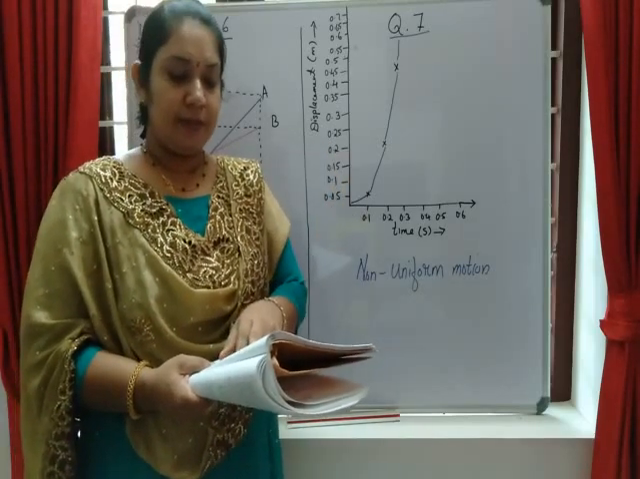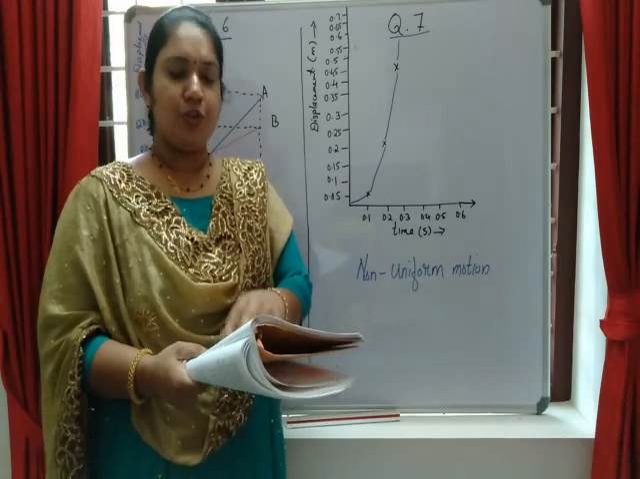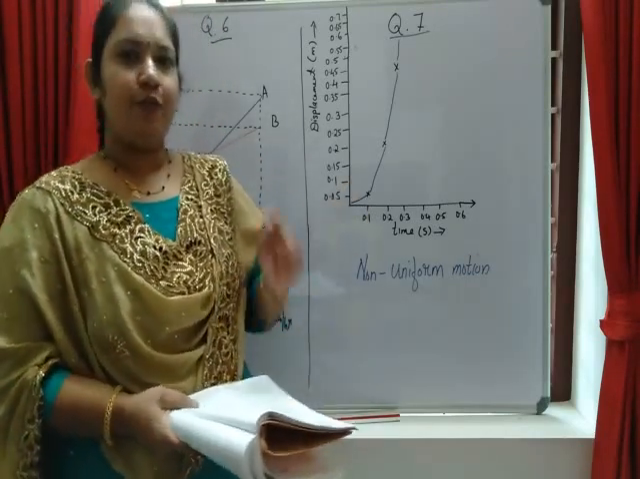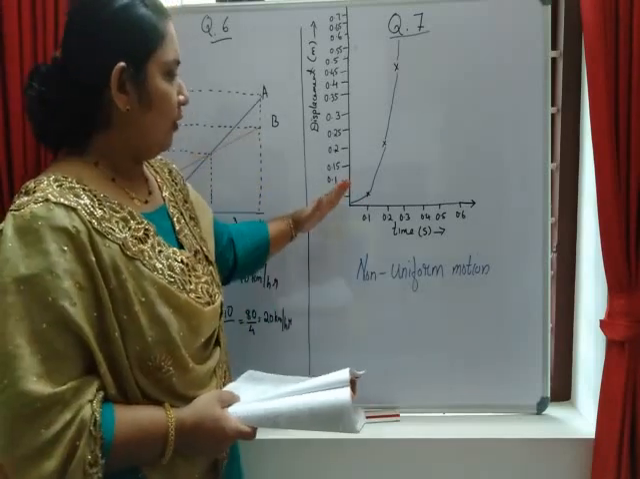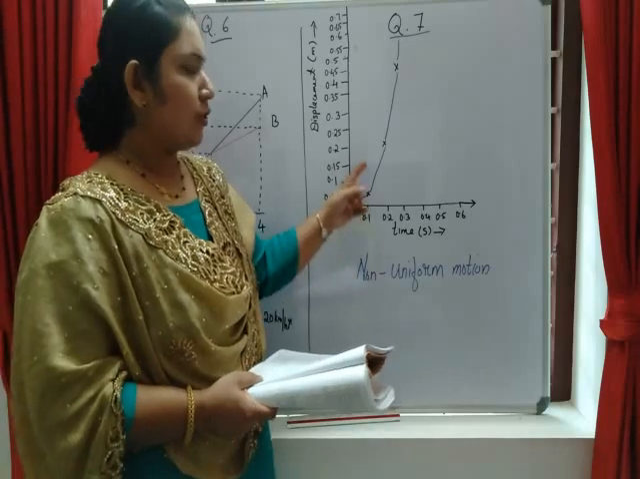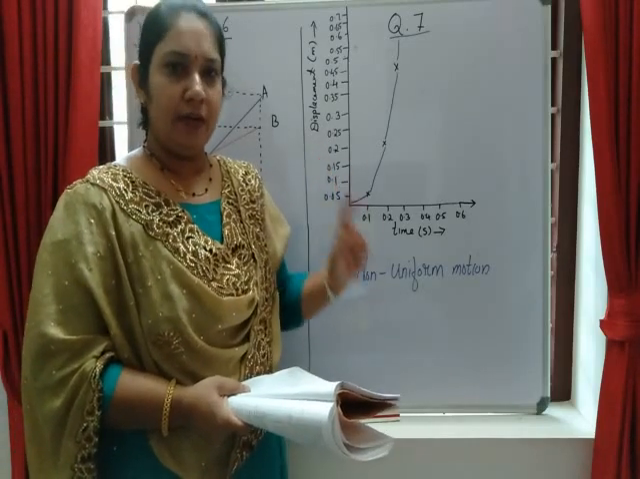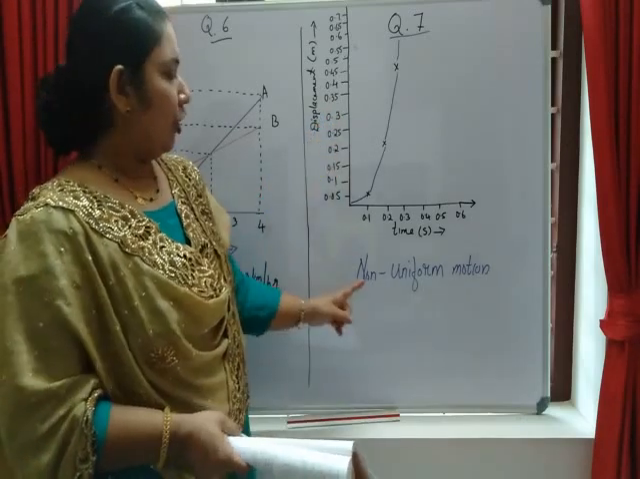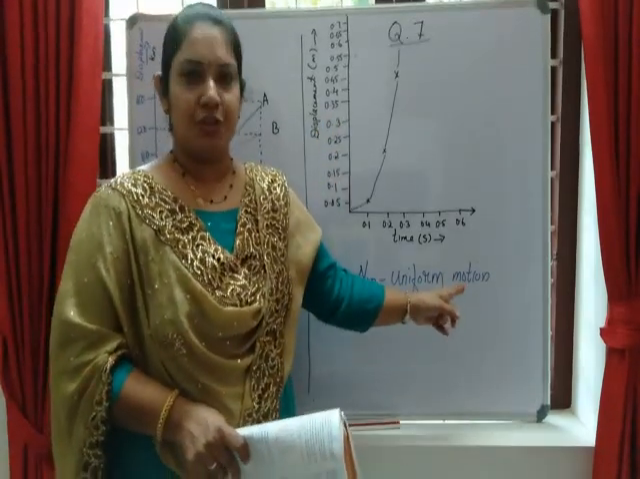Second sub question is to state whether the motion is uniform or non-uniform. From the graph it is clear. If it is uniform motion, you will get a straight line with a slope. Here it is not a straight line, so we can conclude that the graph represents a non-uniform motion.